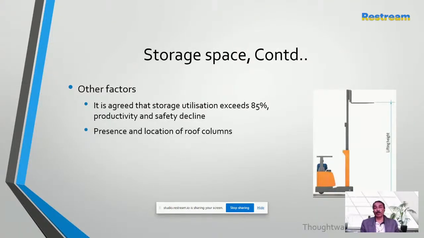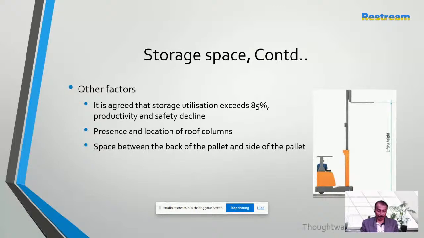Presence and location of the roof columns in any warehouse. This could be an obstruction to free movement, so designing should also take care of this. Space between the pallet and the side of the pallet. Some little space should be available to access, maybe when you are lifting an item and reaching the pallet behind the front aisle.